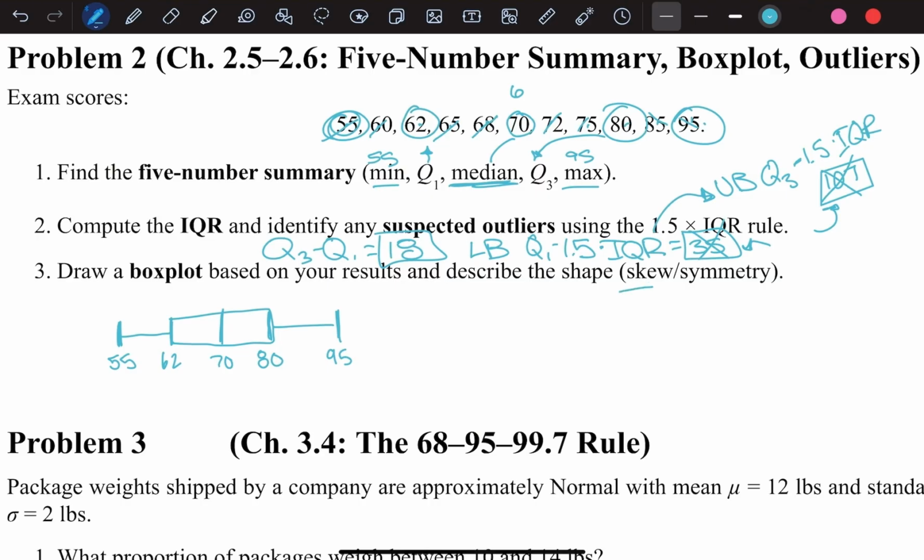Okay, so describe the skew and symmetry. Looking at this, the mean is much closer to Q1 than it is to Q3. Because it's closer to Q1, this would mean that the graph is skewed right, according to our data.